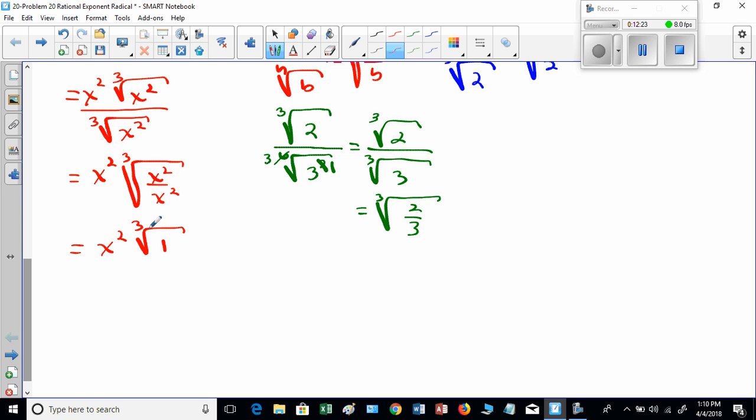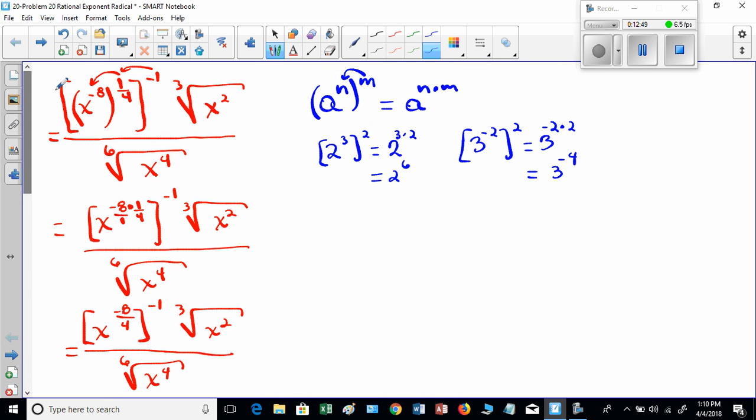And the cubic root of the number 1 is looking for a number that when you multiply it by itself 3 times, which is the index, gives you the number 1. And that number is the number 1. So then you have x to the second times the number 1. And as a result of simplifying that expression, you have x to the second times 1 equal to x to the second.